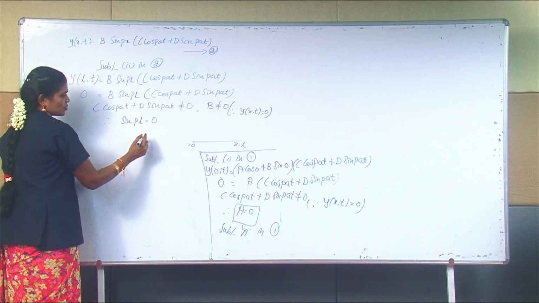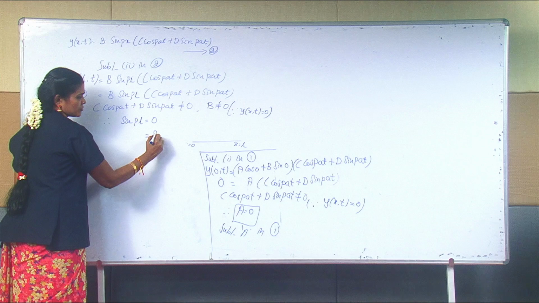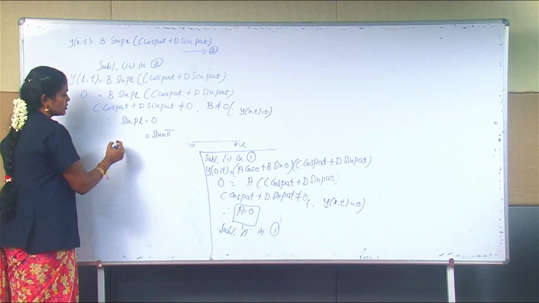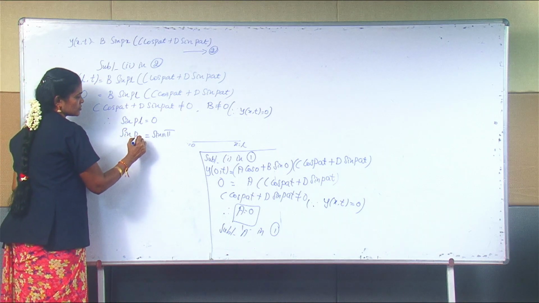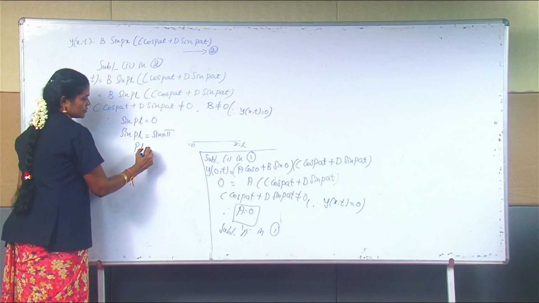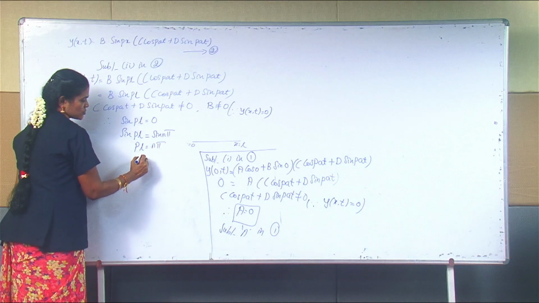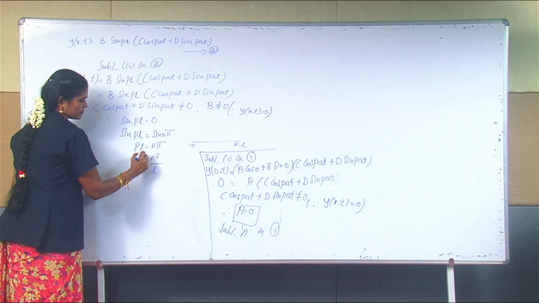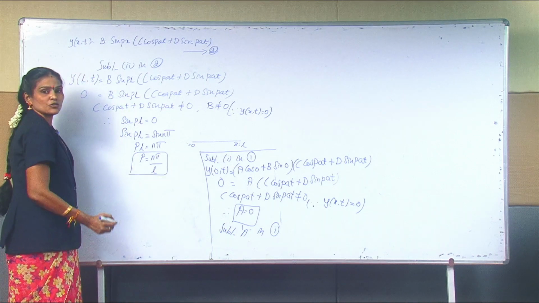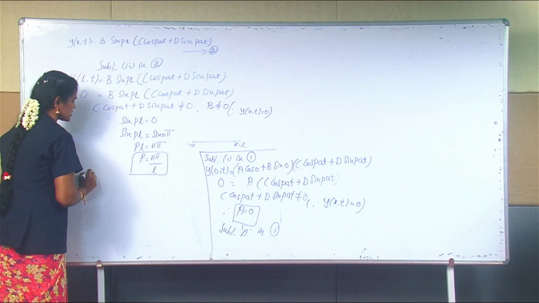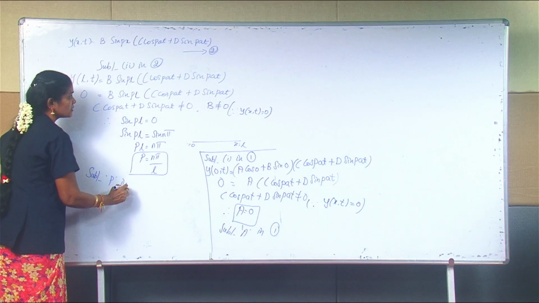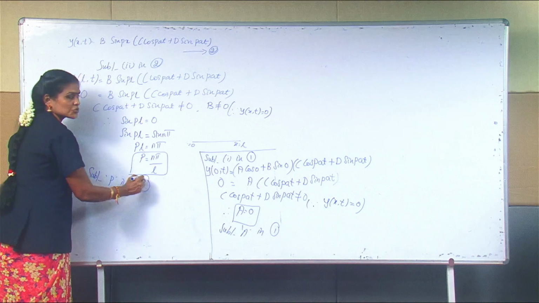Sin PL value is 0, so instead of 0 we can take sin n pi, because sin n pi value is always 0. So sin PL equals sin n pi, PL value is n pi. So P value is n pi by L. Now, substitute your P value in the previous correct solution. Substitute P in the correct solution 2.